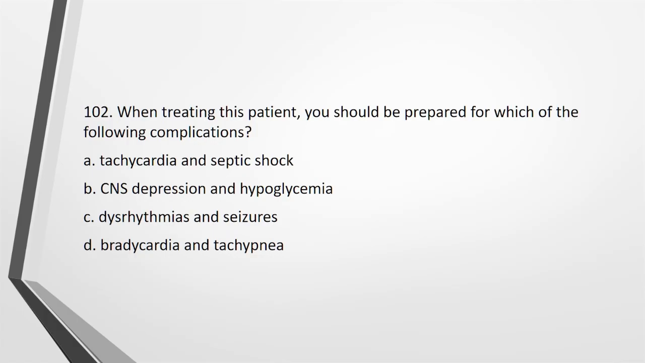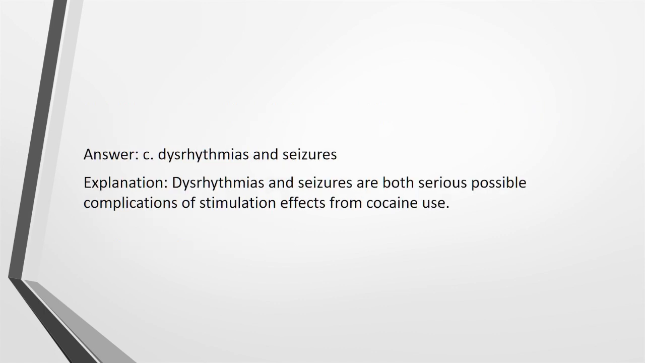102. When treating this patient, you should be prepared for which of the following complications? A. Tachycardia and septic shock. B. CNS depression and hypoglycemia. C. Dysrhythmias and seizures. D. Bradycardia and tachypnea. Answer: C. Dysrhythmias and seizures. Explanation: dysrhythmias and seizures are both serious possible complications of stimulation effects from cocaine use.